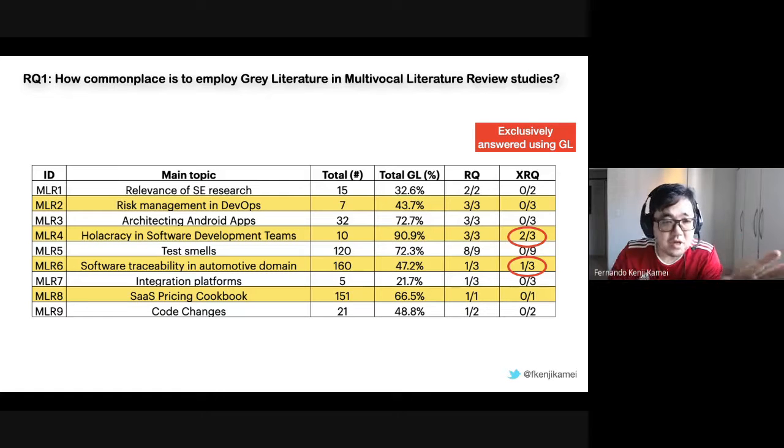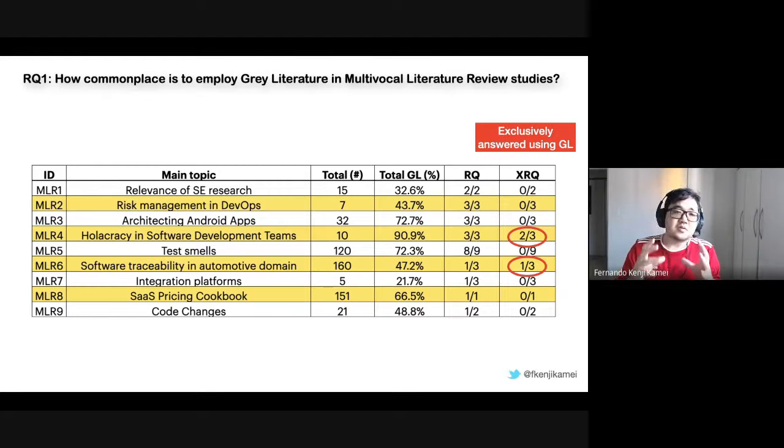For example, in 2 studies this happened. For instance, Multivocal Literature Review 4 and Multivocal Literature Review 6 were answered using only gray literature sources.